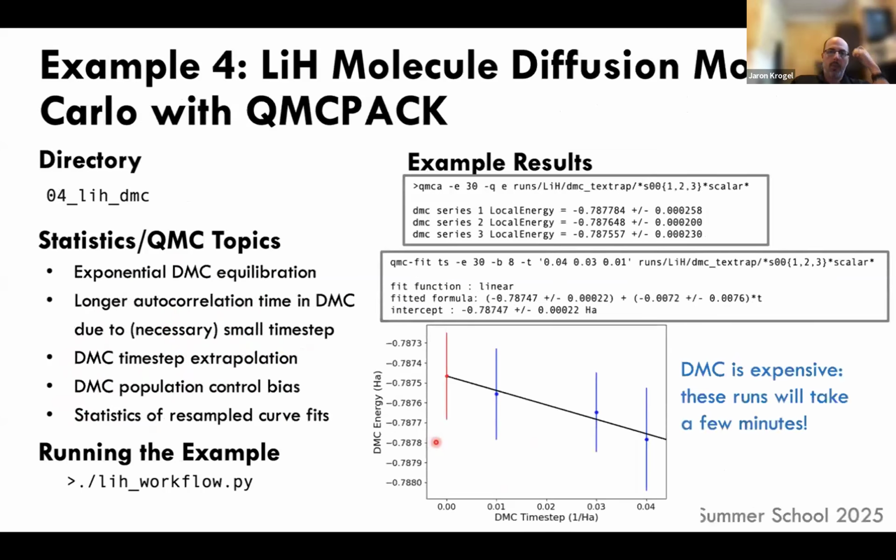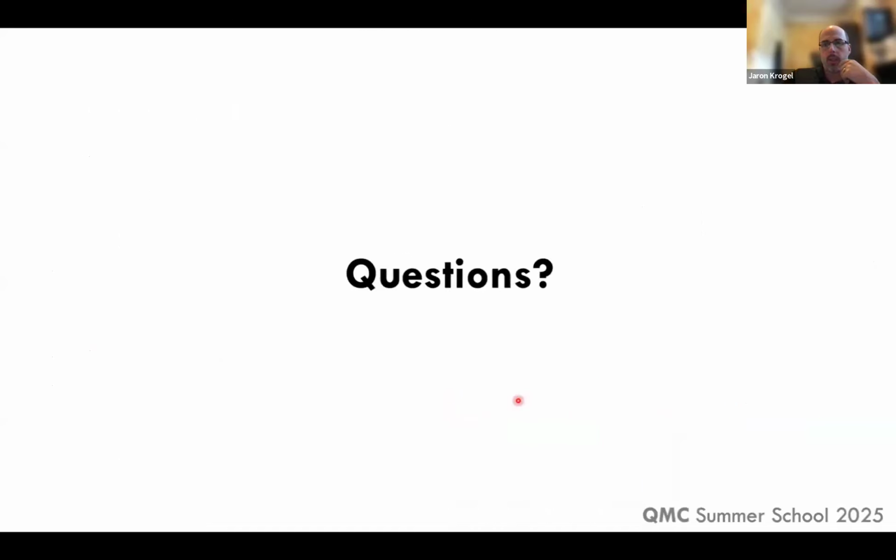Okay. Fourthly, now add diffusion Monte Carlo. Topics here are to see more about this exponential equilibration in DMC, study the longer autocorrelation time in diffusion Monte Carlo due to the necessarily smaller time step, and performing these topics which I haven't covered much about, DMC time step extrapolation to get the high quality estimate, and look at population control bias, as well as resampling fits to statistical data. Okay, that's what I have, and I'll take questions.